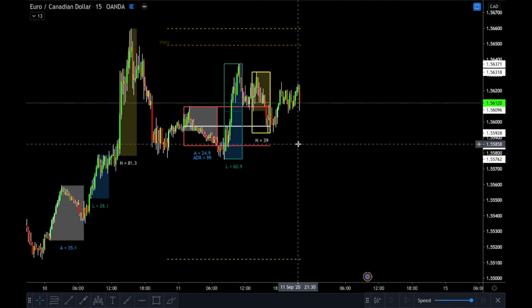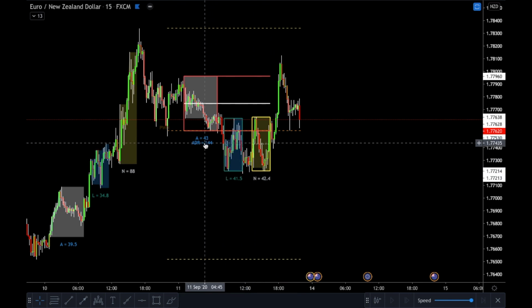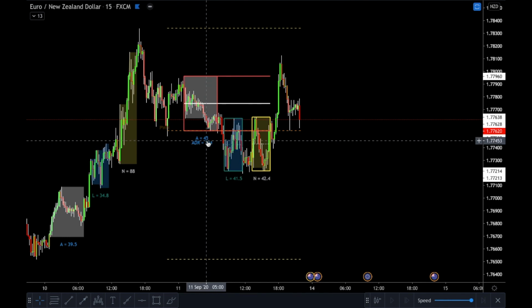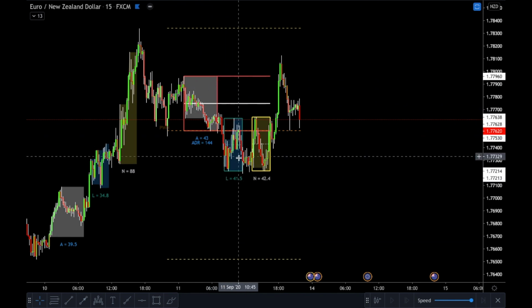So moving on to the next pair, Euro New Zealand. As you can see here, same thing. Now this is a pair that moves 144 pips on average in a day. So if you've only seen 43 pips right here in Asian range, then you're expected to see much more push in either London or New York.